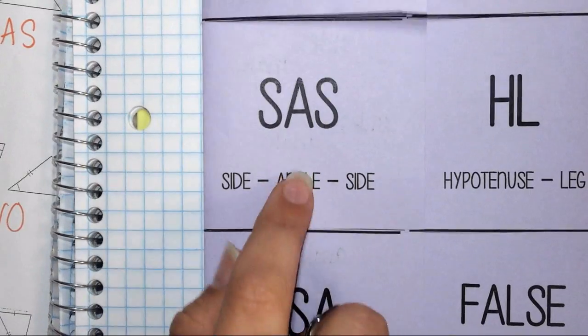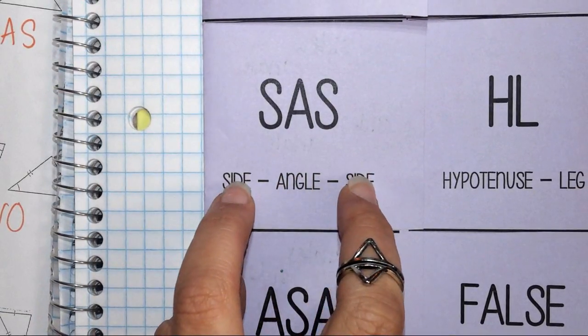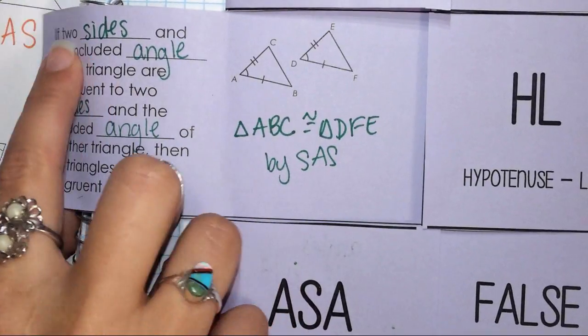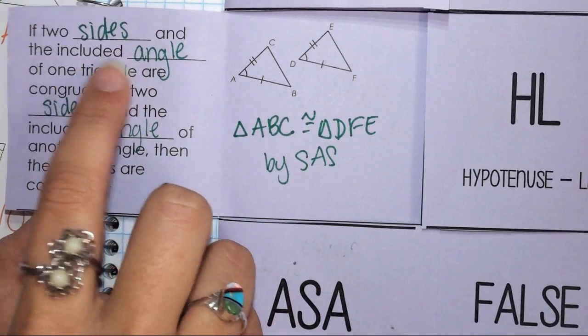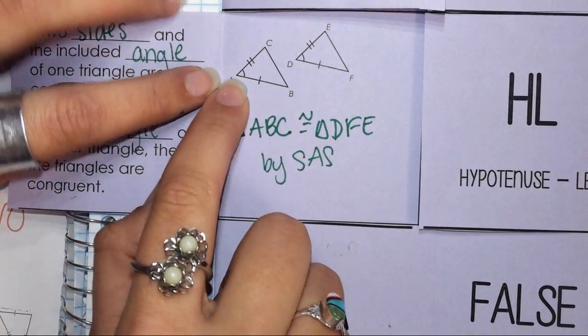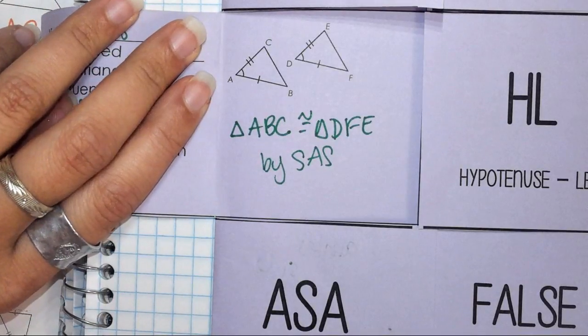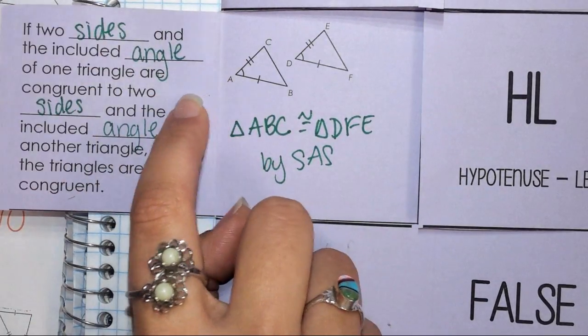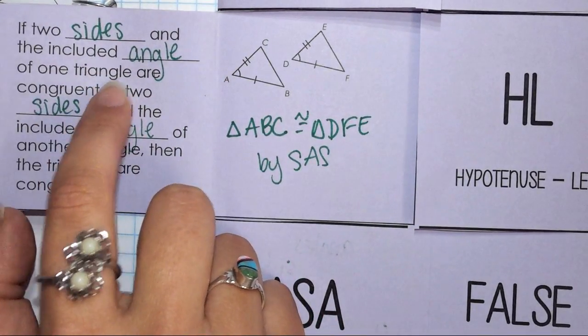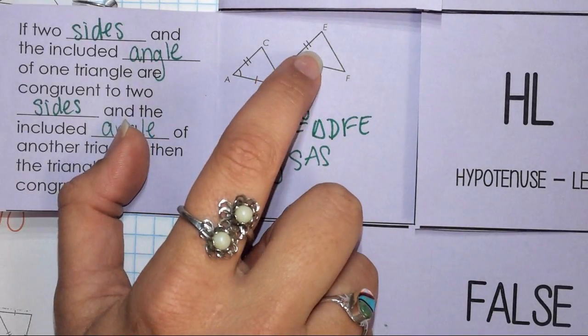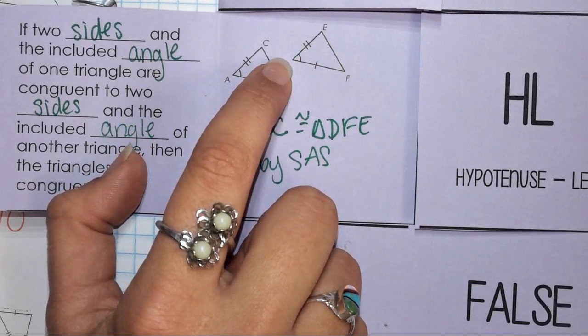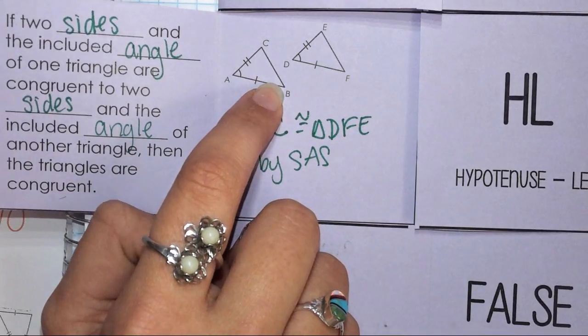Side, angle, side means that you have to have an angle in between two sides. It says if two sides and the included angle, that means that the angle is in between the sides, of one triangle are congruent to two sides and the included angle of another triangle, then the triangles are congruent.